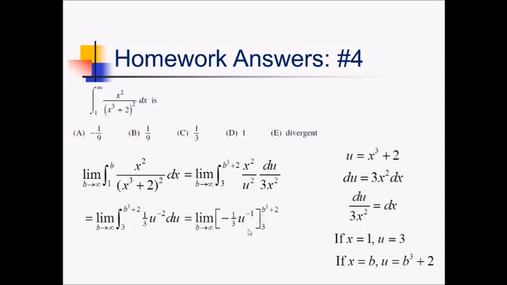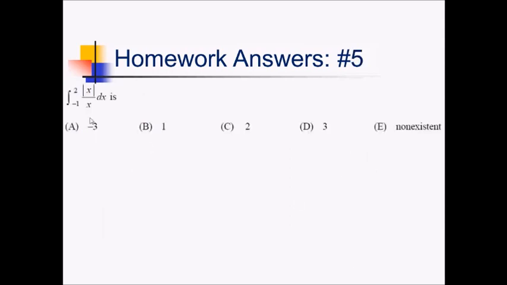A lot of stuff to keep track of at this point. All right, time to plug stuff in. I'm going to yank out this -1/3. And inside now, I've got u to the -1, so that's going to be 1 over b cubed plus 2 minus 1 over 3. As b approaches infinity, this first term is bottom heavy, so it goes to 0. I've got -1/3 times 0 minus 1/3. So this is -1/3 times -1/3, which is 1/9. Choice B.